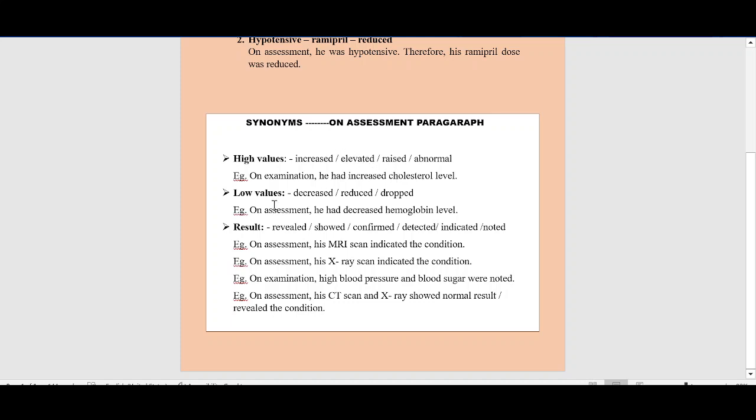And the second thing is low values. If the values are low, you can say decrease, reduce, dropped, you can see that clearly. You can choose any of them and try to practice that in your regular OET writing. On assessment, he had decreased hemoglobin level. Results: when the results are depicted in the assessment, he has had some investigation, you can say on investigation, on assessment, on examination, any of them. That's your choice. On assessment, his MRI scan indicated the condition.